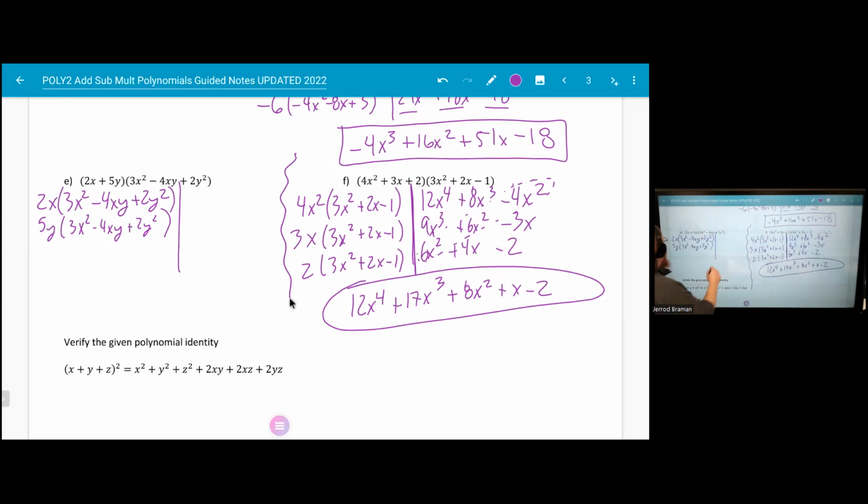If I multiply 2x times 3x squared, that is 6x cubed. Then 2x times negative 4xy is negative 8x squared y. Notice how I'm keeping the x's first. Then 2x times 2y is 4xy squared. Then I've got 15x squared y, minus 20xy squared, plus 10y cubed. That's just my distribution through there.